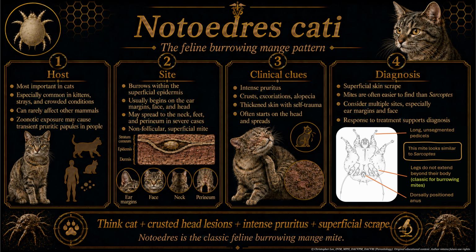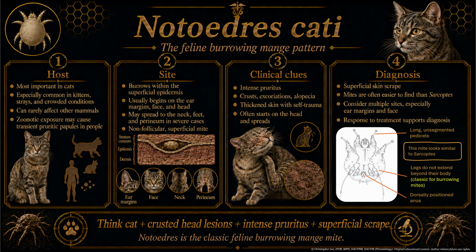The name gives us a useful microscopic clue. Notoedres comes from the roots meaning approximately back and seat, while cati means of the cat. It is essentially the cat mite with its seat on the back, referring to the dorsally positioned anus. Taxonomy has quite literally put the anus right in the name.